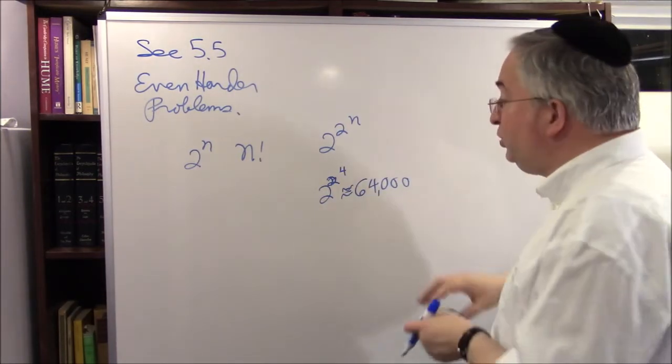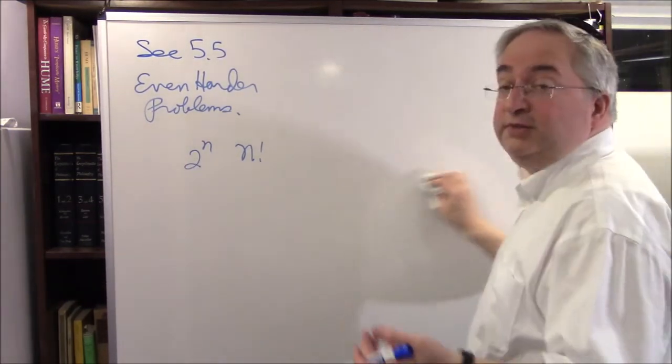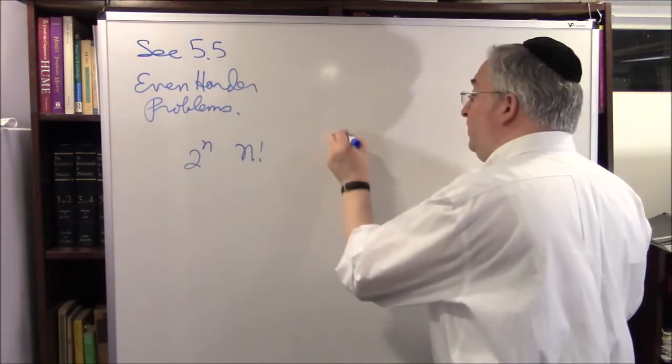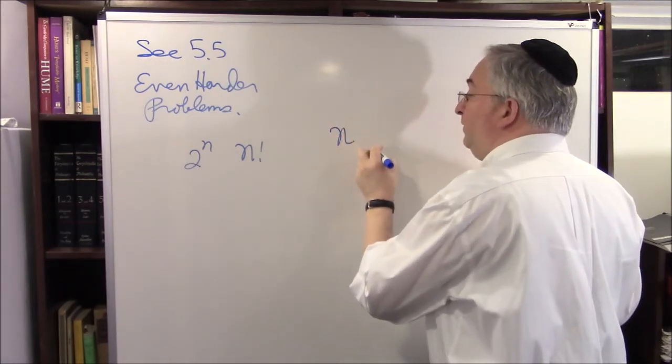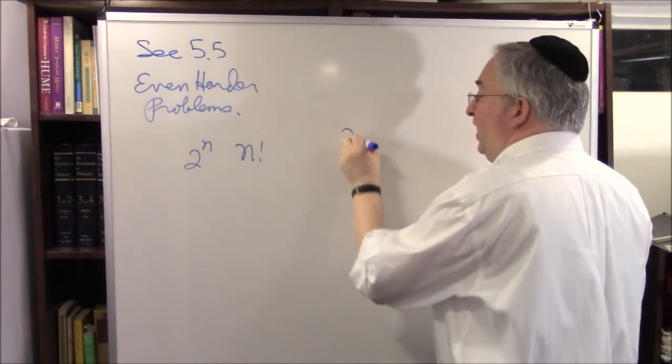Okay? Let me just show you some other things that are harder, and there are problems that are this hard. For example, we saw 2 to the n is very hard. How about this? N to the n.